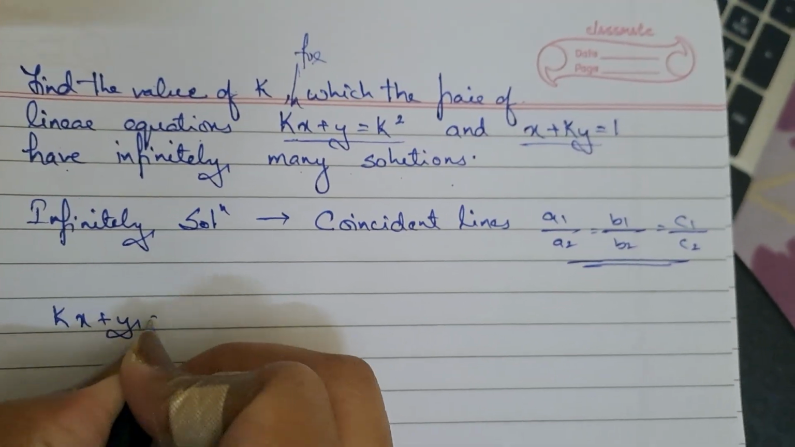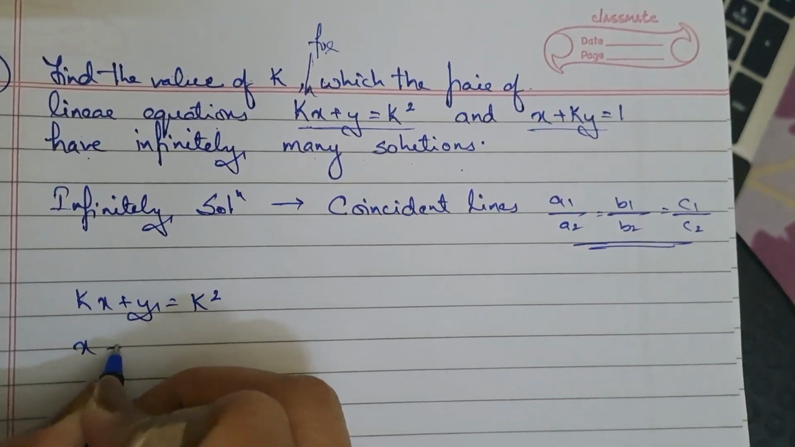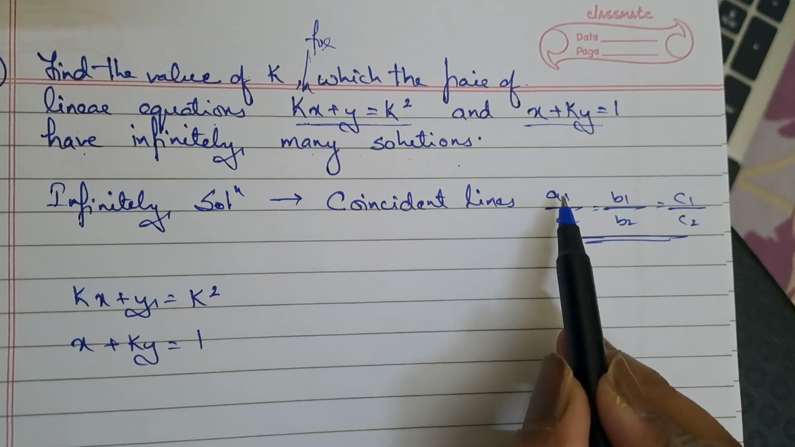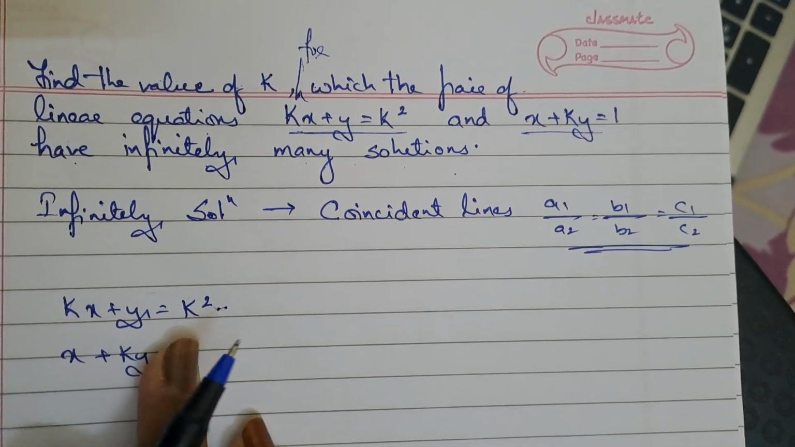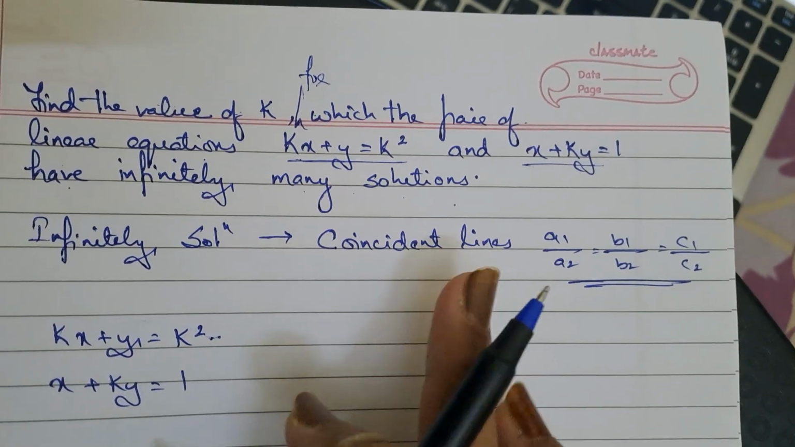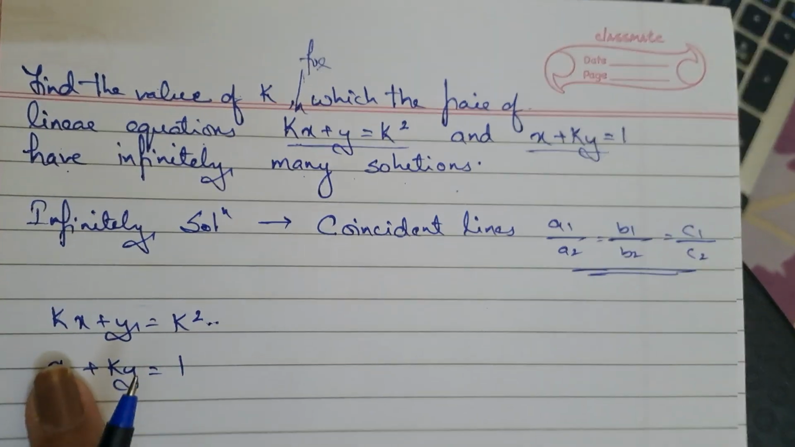Kx plus y is equal to k square I have in here. The other equation is x plus ky is equal to 1. What am I supposed to do? I have to find the value of k. Students are stuck with it. They have given me that it has infinitely many solutions. That means these are the coincident lines. This is equal, I know. Using this only, I'm going to find the value of k.